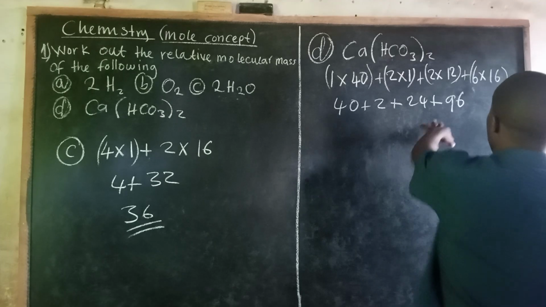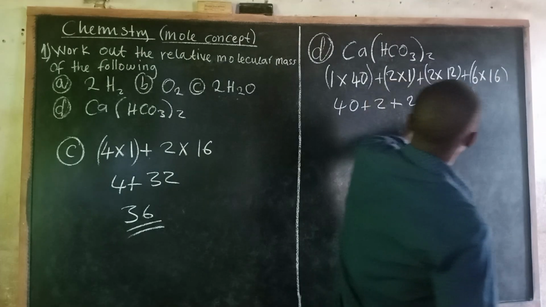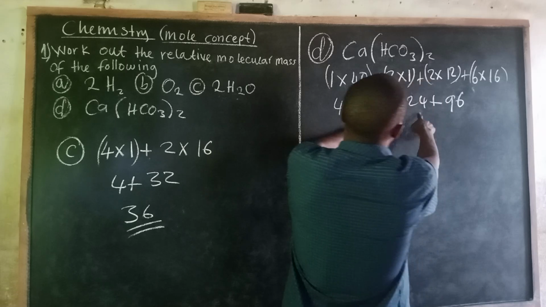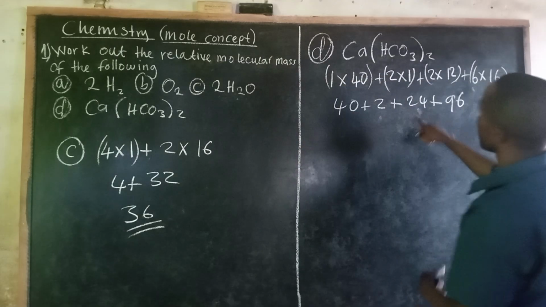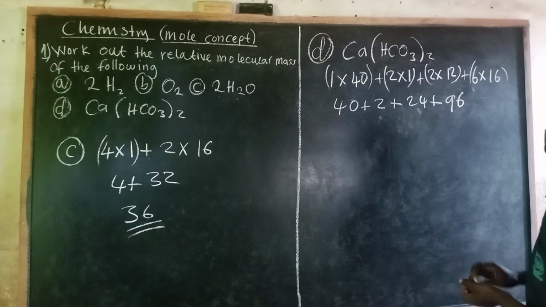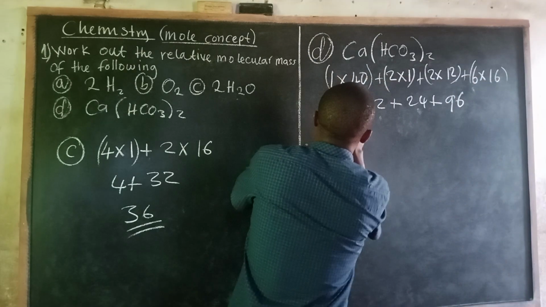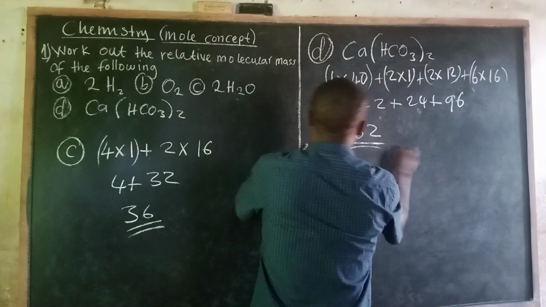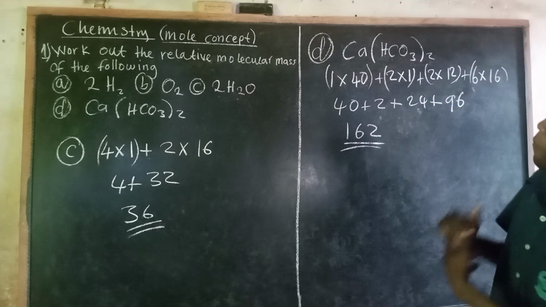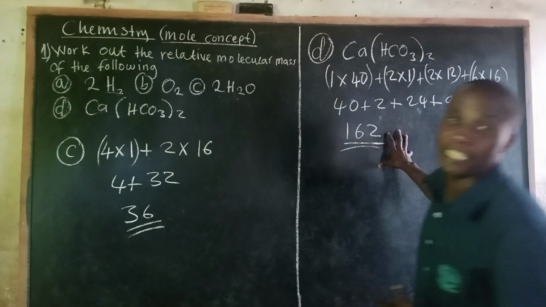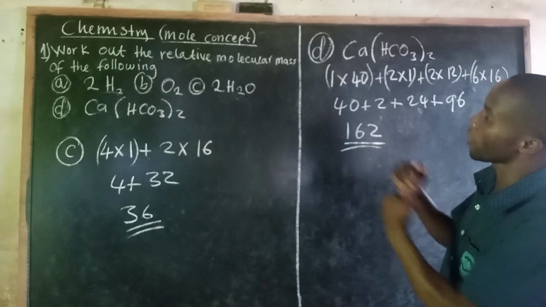Okay. So now 96. So when we add this, 40 plus this 2 is 42, plus 24, we are going to have 66. Then plus 96, 162. Okay, so 162. So the relative molecular mass of this compound is 162. Okay, so this is the way to go.